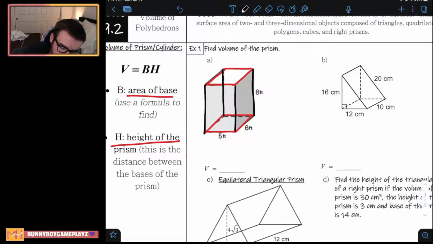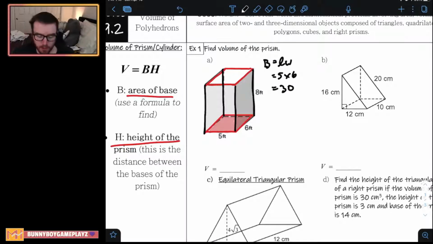So what is the area of this red rectangle? We want to find the area of the base. Well, the area of the base, length times width, right? Because it's a rectangle. So 5 times 6, the area of the base is 30.